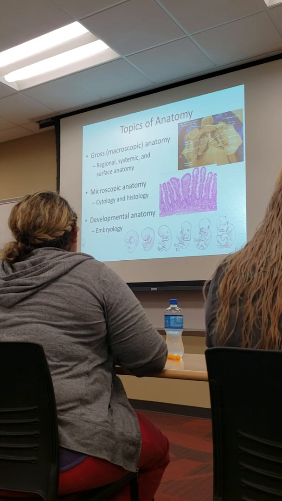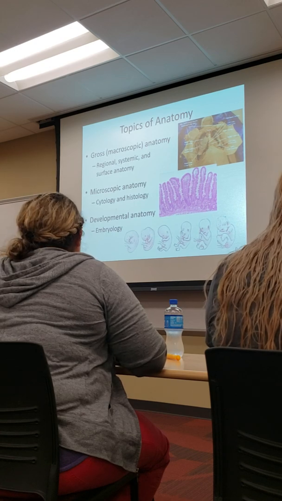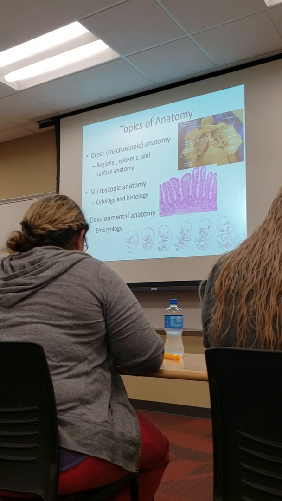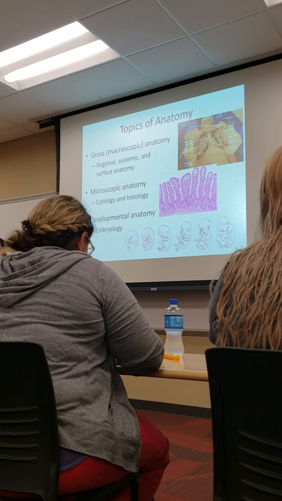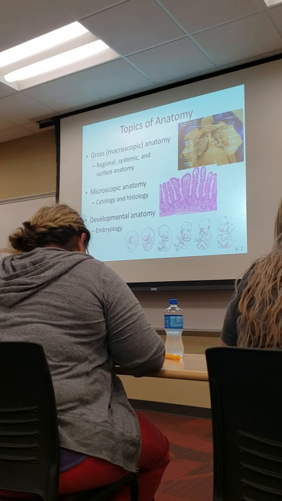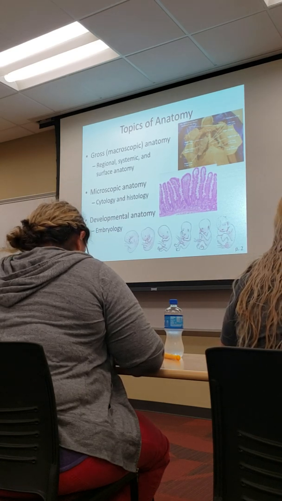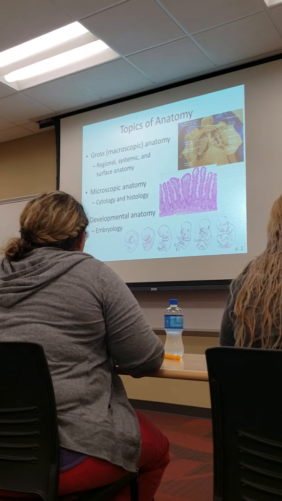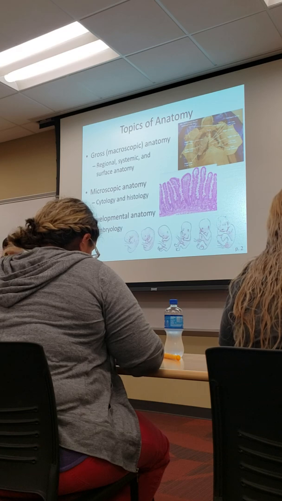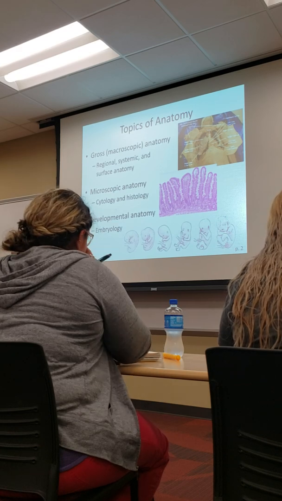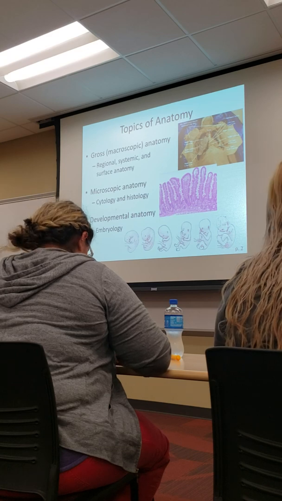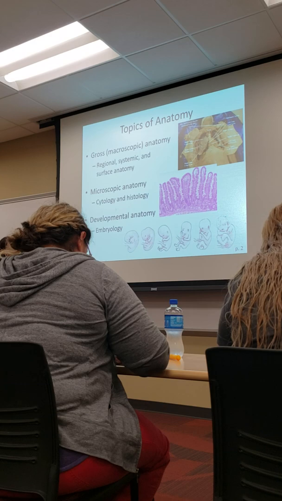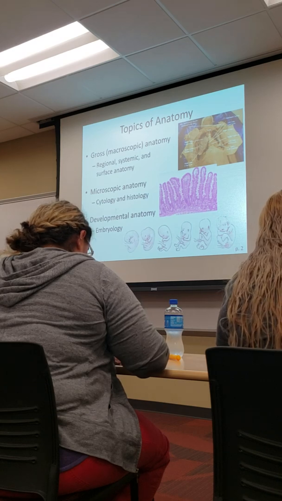So we see things at a macroscopic level, we see things at a microscopic level, and then we're also going to talk a little bit about developmental anatomy within the embryo. We're going to talk about it when we talk about the different ways that bones form, and then also when we talk about brain development in the embryo. So there's a little bit of developmental anatomy in here, with bone development and development of the brain.